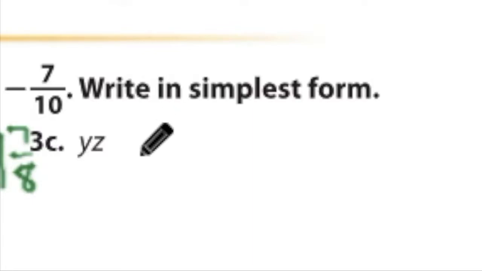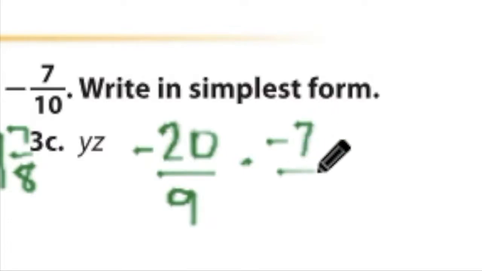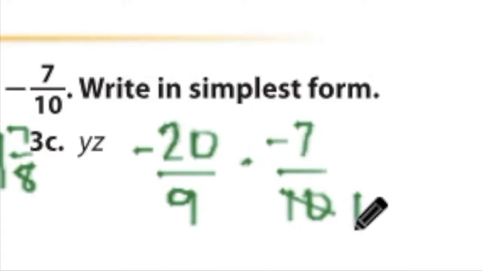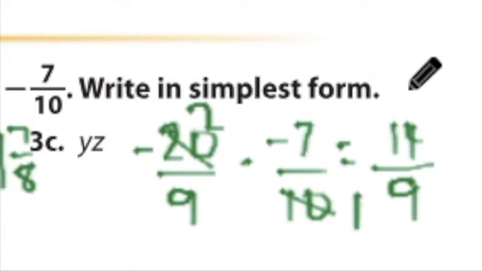Finally, y times z, -2 and 2/9 is -20/9 times z, which is -7/10. I will cancel here. 10 goes into 10 once. 10 goes into 20 twice. -2 times -7 is a +14. 9 times 1 is 9. That can be further reduced to 1 and 5/9.